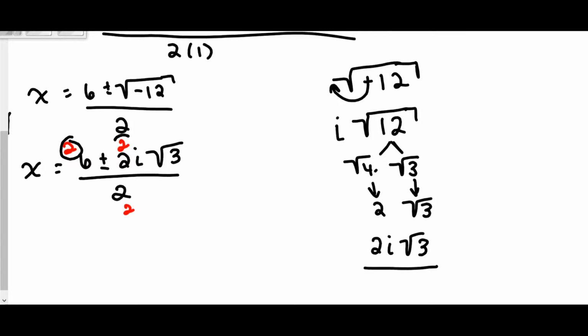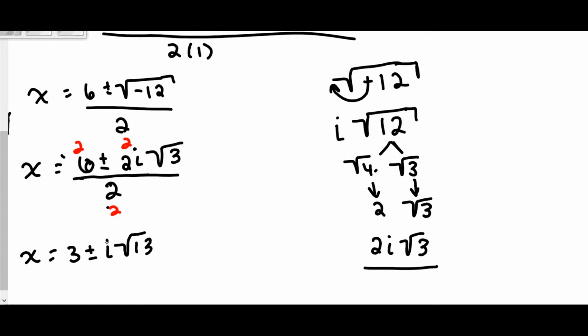Since my three coefficients here have the same factors, make like a little triangle, if they all have the same factors, we can divide out that factor. So 6 divided by 2 is 3, plus or minus 2 divided by 2 is just 1, i rad 3. 2 divided by 2 is 1, so our root is 3 plus or minus i rad 3.